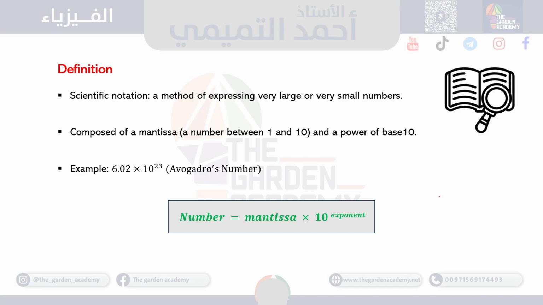It's composed of a mantissa. المنتسة هو عبارة عن coefficient، هو عبارة عن رقم. It's a number between 1 and 10. It cannot be smaller than 1 or greater than 10. And the power of base 10.